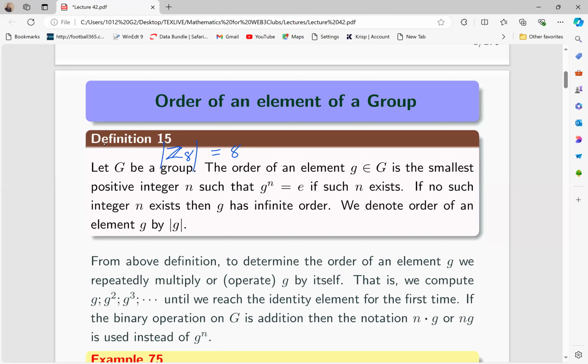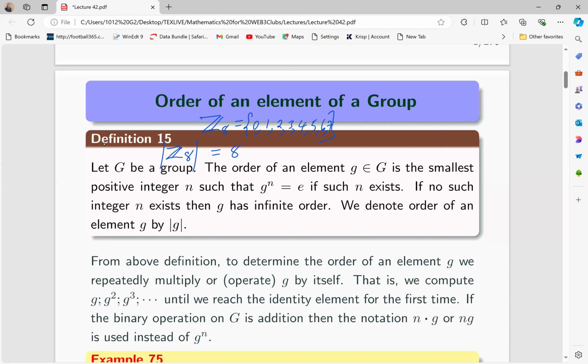Okay, so this group has 8 elements. And we know what these elements are. When we talk of this group mod 8, we mean the elements 0, 1, 2, 3, 4, 5, 6. These are the elements in this group, and there are 8 of them. No, 7. There's a 7 here.